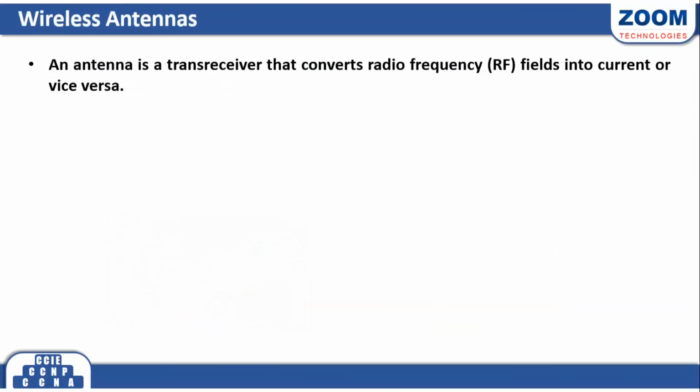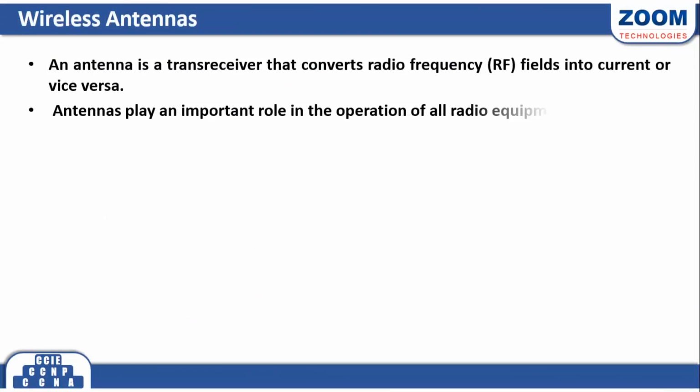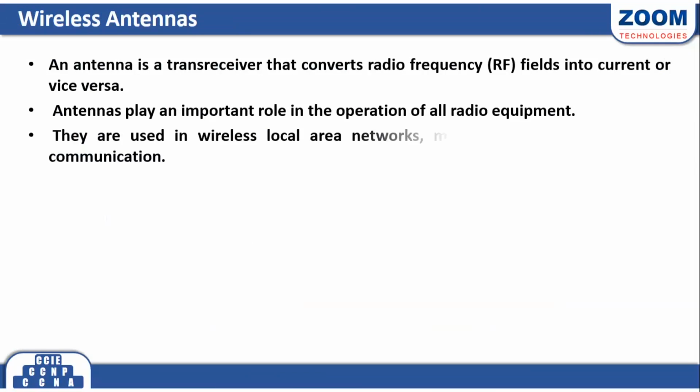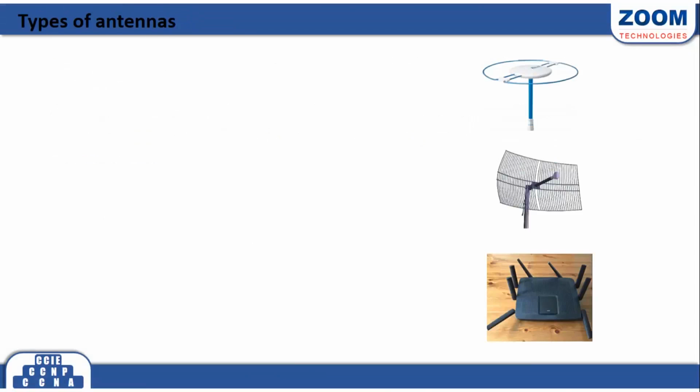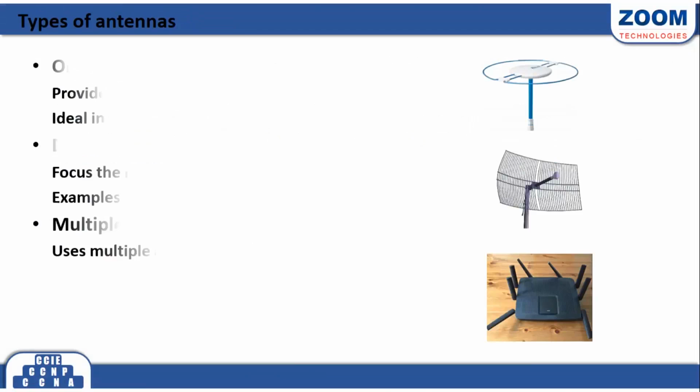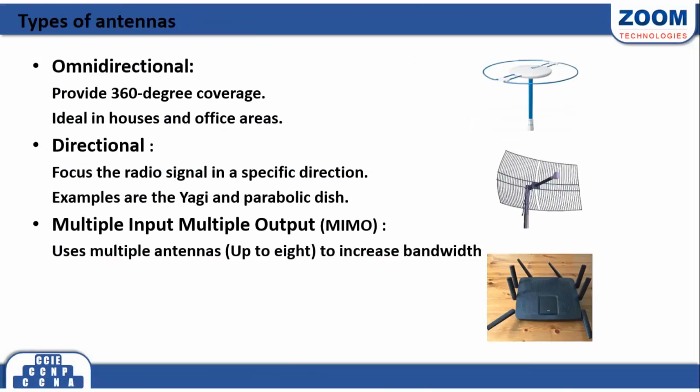Wireless antennas. The transceiver, for transmission and receiving, converts radio frequencies into current. So your antennas play an important role in the operations of all radio frequency equipment. To receive the signals and to regenerate the signals, antennas will be useful. Different types of antennas we have: omnidirectional, directional.